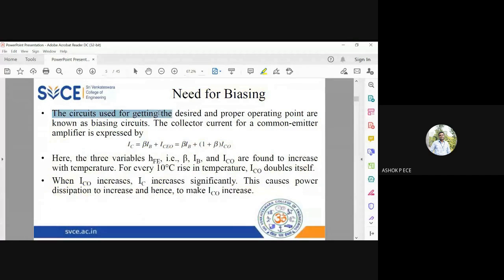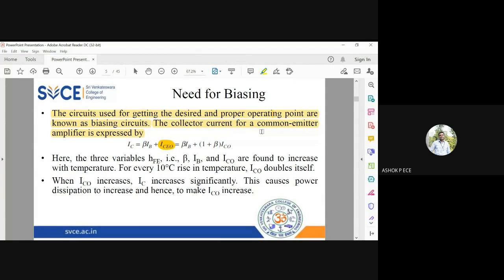so the circuit which is going to be used for getting the desired operating point is called a biasing circuit, and we have seen the collector current across the common emitter amplifier is given by this equation. IC is equal to beta into IB plus this current. This additional current is going to be your reverse saturation current. In common emitter amplifier, you call the current ICE naught. In common base, you call it ICB naught.